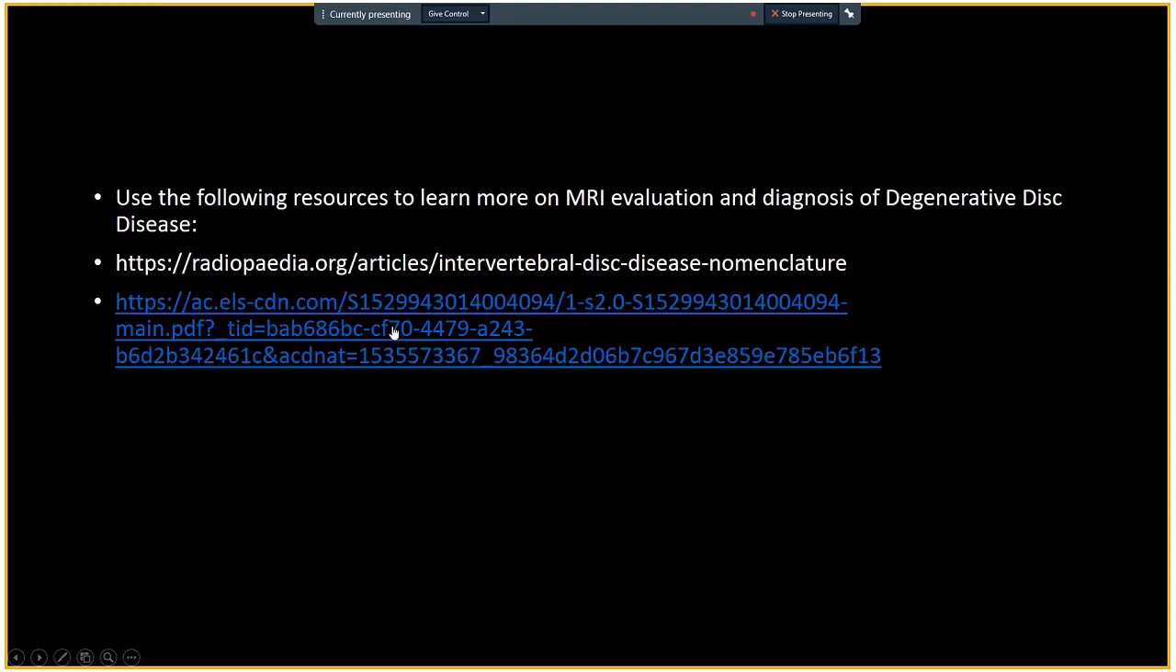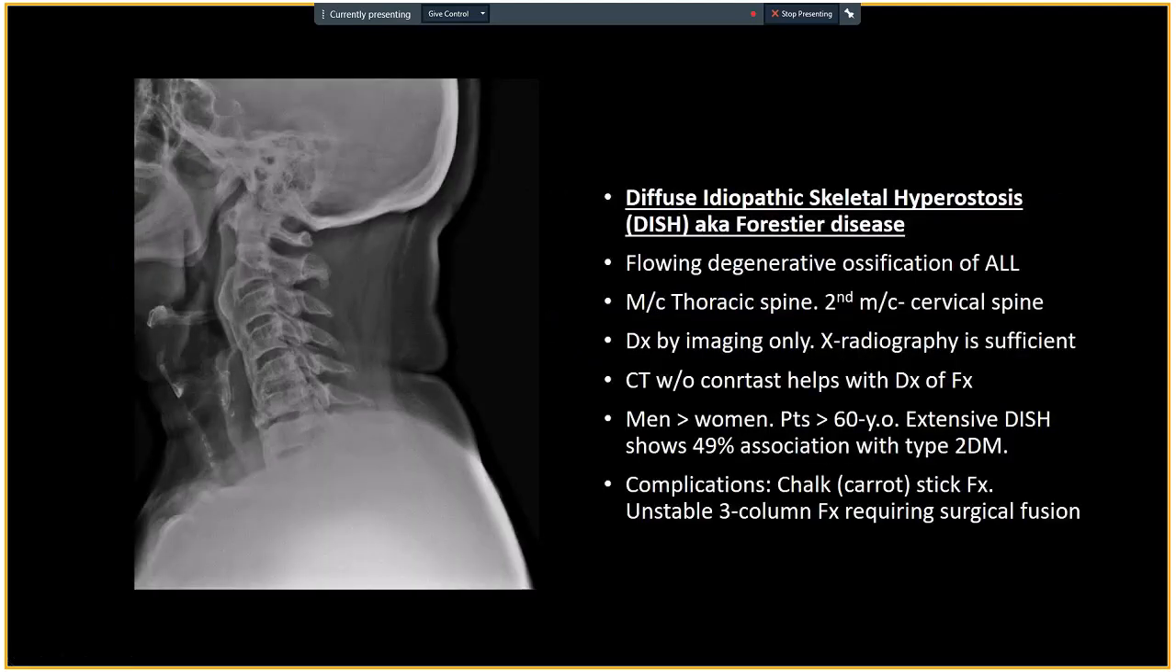For extra information, please refer to this excellent article about degenerative disc disease. Another degenerative process that affects the spine is known as DISH, or diffuse idiopathic skeletal hyperostosis. Now, this is not typically related to degenerative disc disease. In fact, DISH usually presents radiographically with a lack of disc narrowing or lack of osteophytes. Pathologically, it's gradual ossification of the anterior longitudinal ligament, and that's known as DISH, also known as Forestier disease.